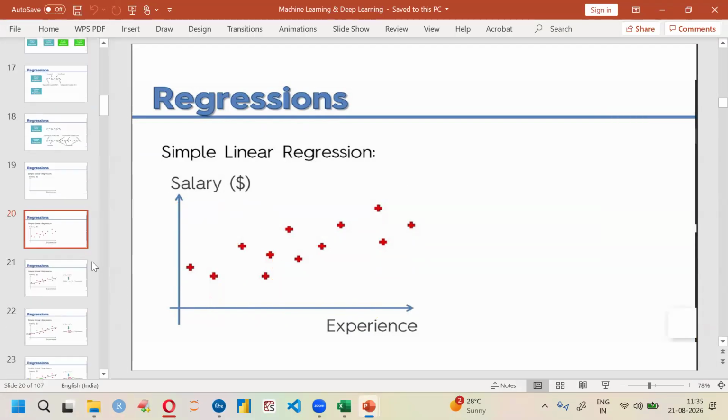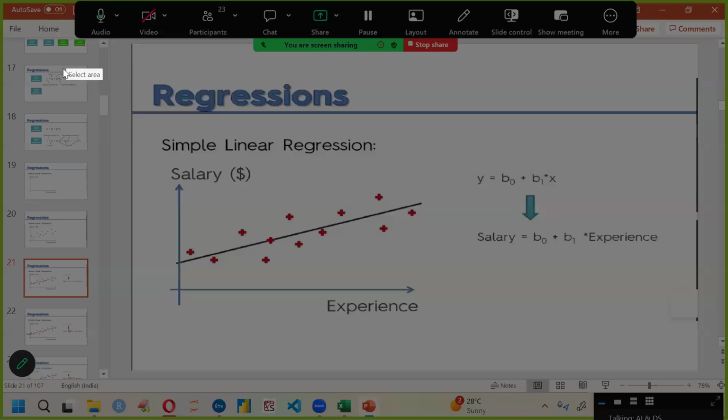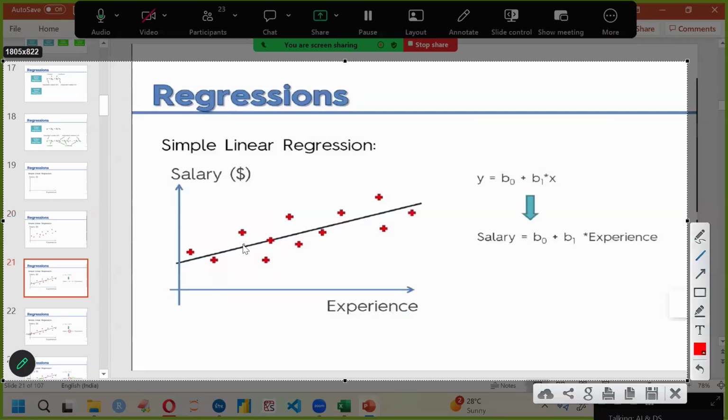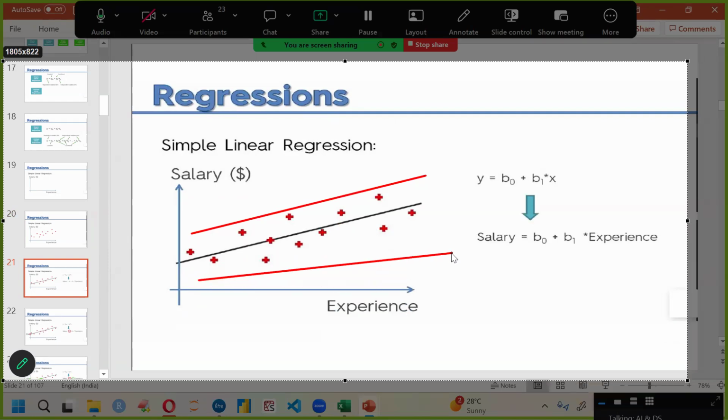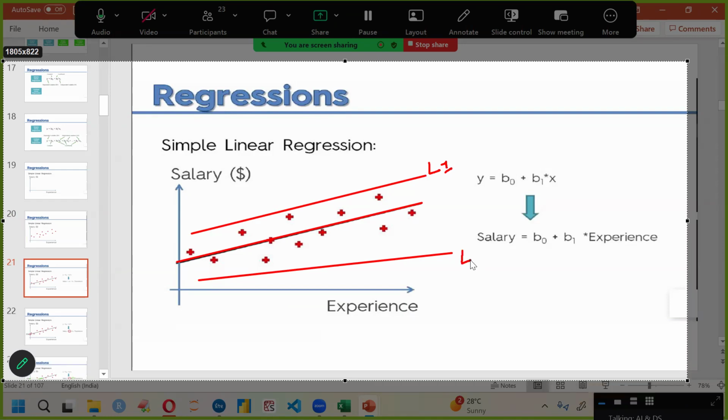Now, what I am doing, try to understand this. Please concentrate, focus. I am drawing a line like this, a random line. So think that I had drawn three lines. This is line one. This is line two. This is line three.